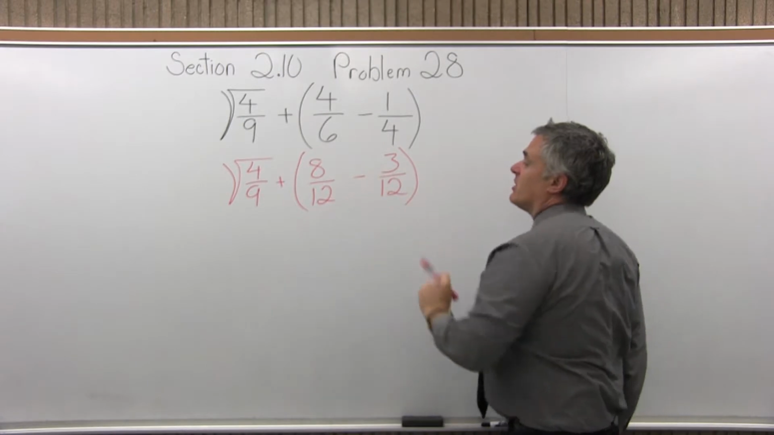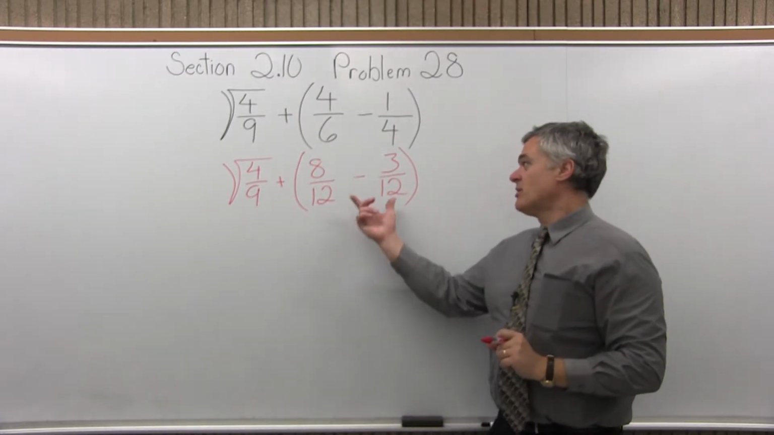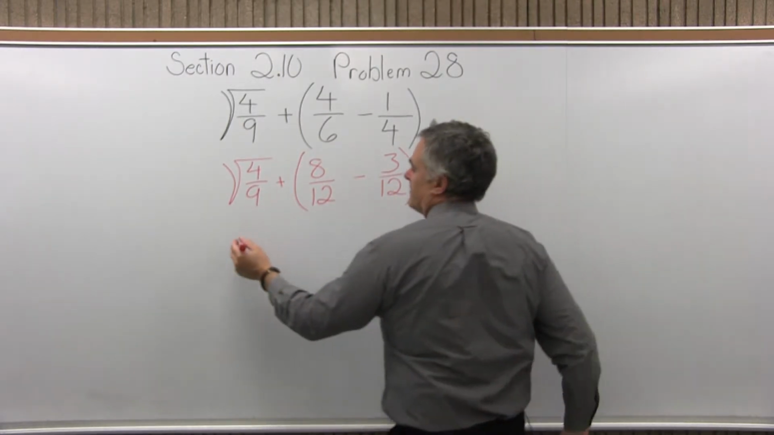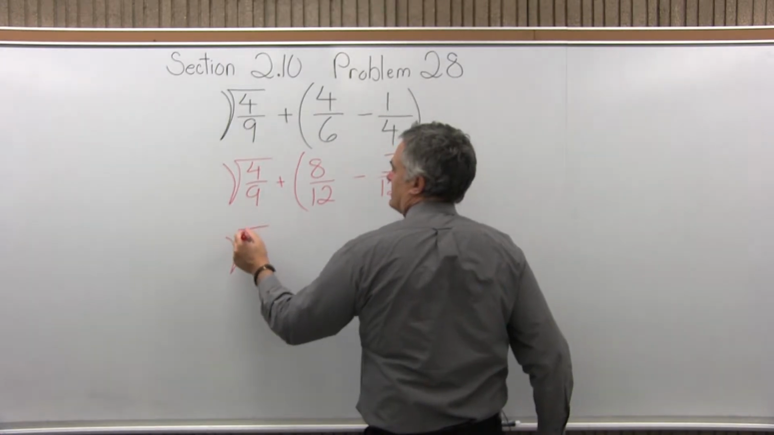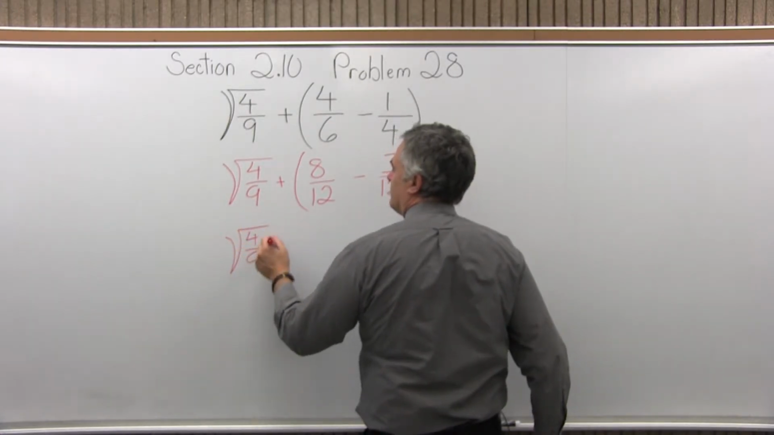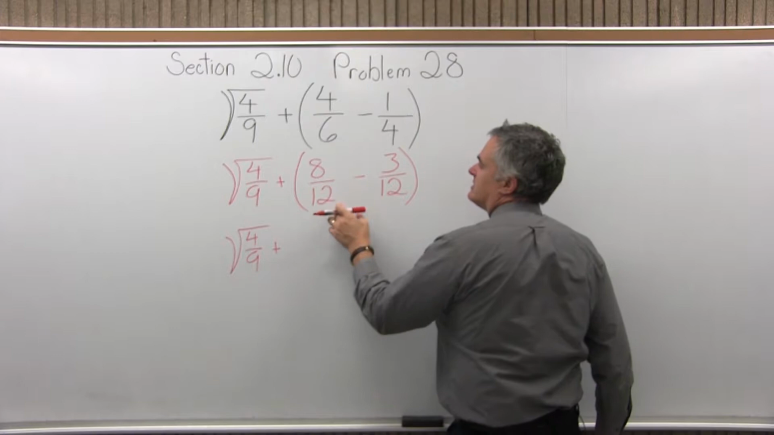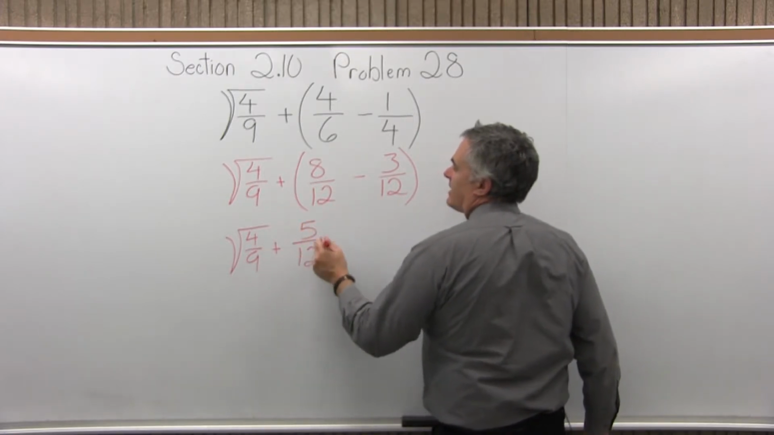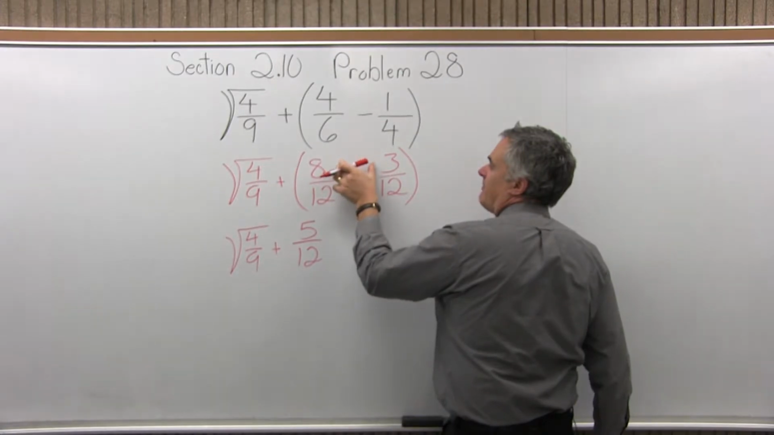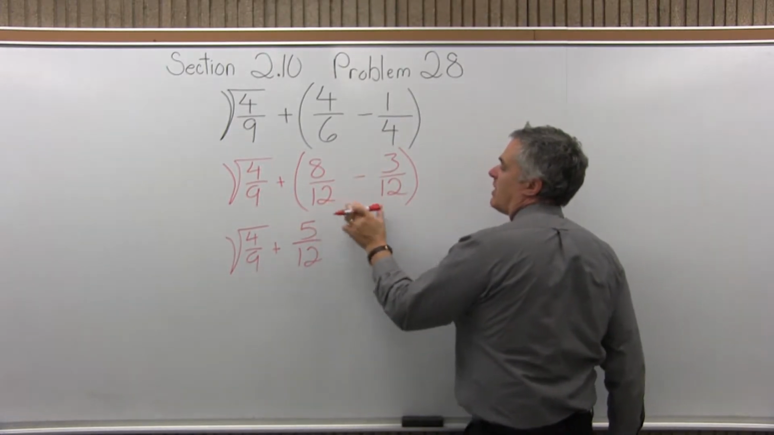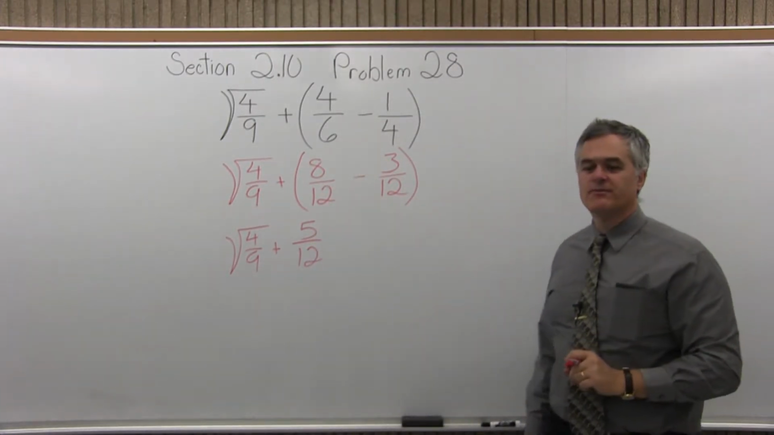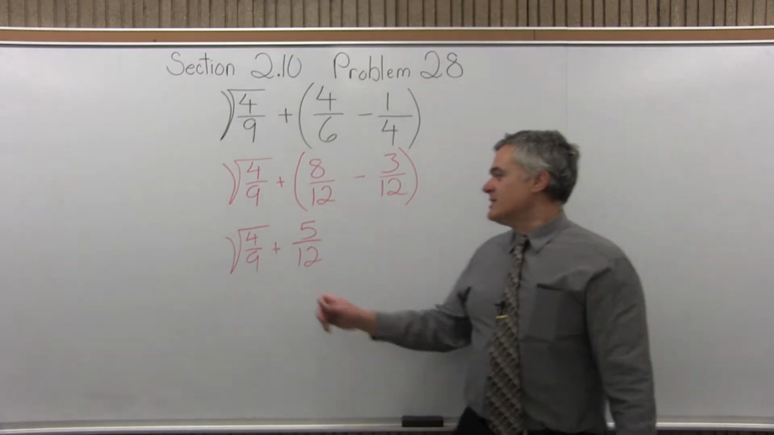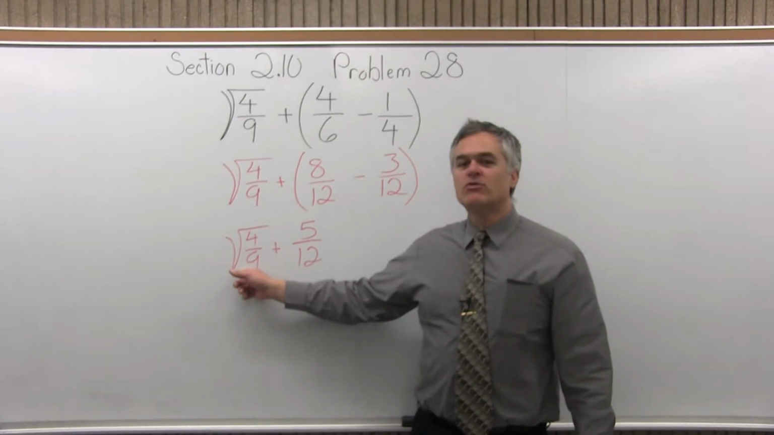Now I can finish my work in parentheses. I have common denominators. I can do the subtraction. So I will have 4 over 9 plus, the work in the parentheses winds up becoming 5 over 12. And that comes from combining the numerators. 8 minus 3 is 5, and you keep the common denominator the same. It was 12.